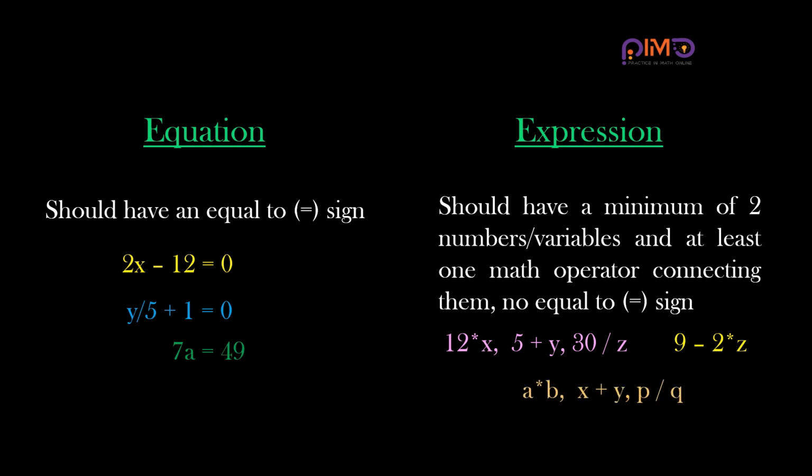a times b, x plus y, p divided by q. These are all expressions with all variables in them. 7 times 9, 12 plus 5, 33 divided by 10. These are all expressions with numbers in them.